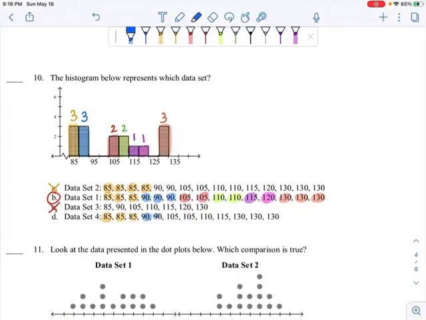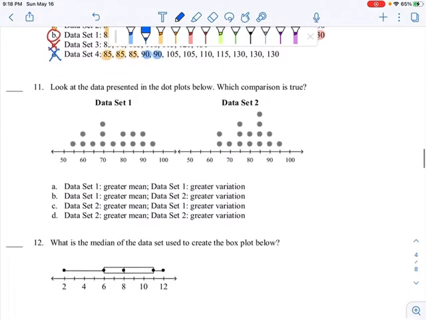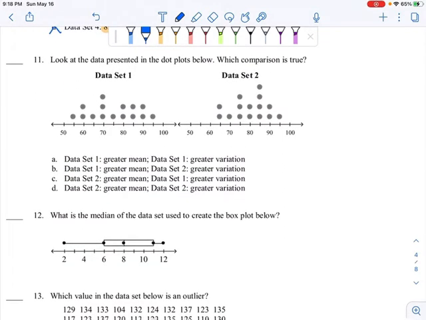Answer is B for number 10. For number 11, it says, look at the data presented in the data plot below and which comparison is true.